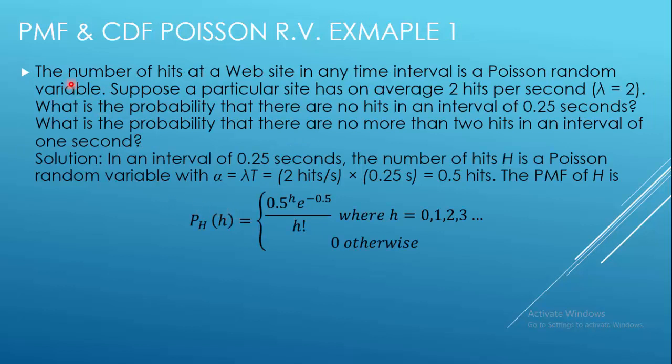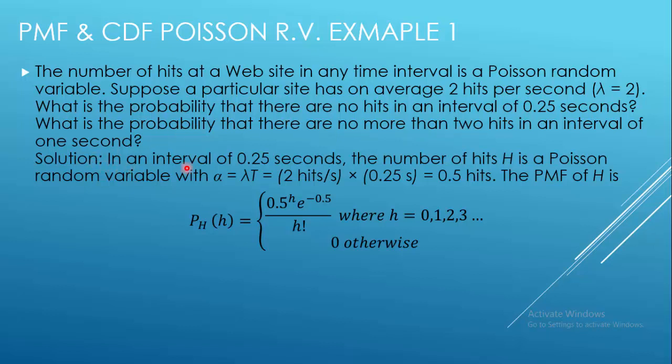For example, the number of hits at a website in any time interval is a Poisson random variable. Suppose a particular site has on average 2 hits per second, so the arrival rate lambda is equal to 2. What is the probability that there are no hits in an interval of 0.25 seconds? What is the probability that there are no more than 2 hits in an interval of 1 second?